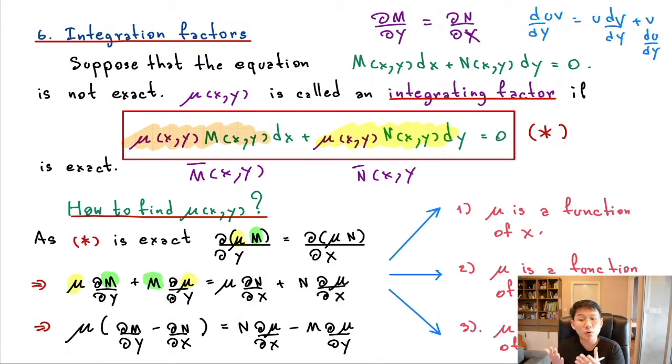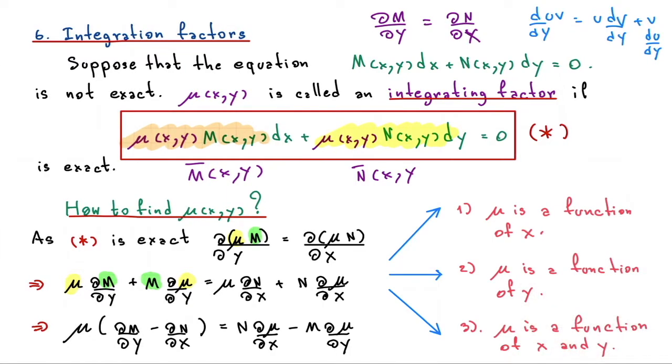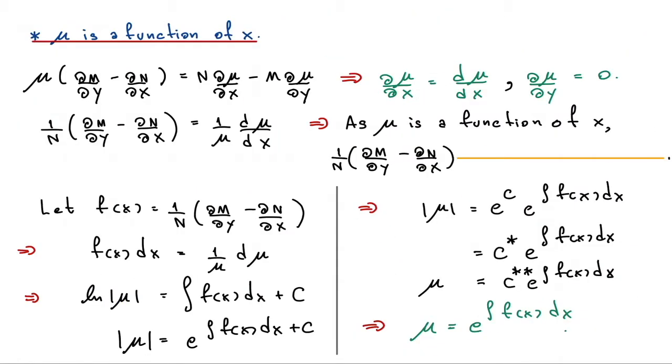Right now I'm going to look at mu in 3 different cases. The first case is when mu is a function of x. If mu is a function of x, we have a particular way to solve it. And if mu is a function of y, we have another way. And if mu is a function of x and y, we'll split this into 3 cases. First, let's look at the case when mu is a function of x.